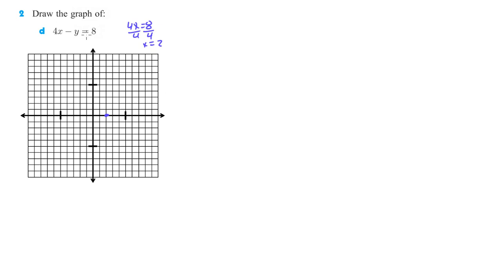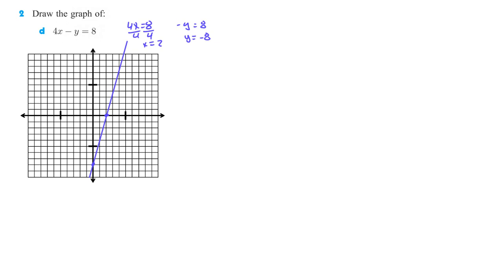And then if I want to find the y-intercept, that's when x equals 0. So 4 times 0 is 0. So I get negative y equals 8. So that means that positive y equals negative 8. So the y-intercept's at negative 8. And so now I have these 2 points here, and I just connect my graph between those that goes through those 2 points, and that would be the line 4x minus y equals 8.